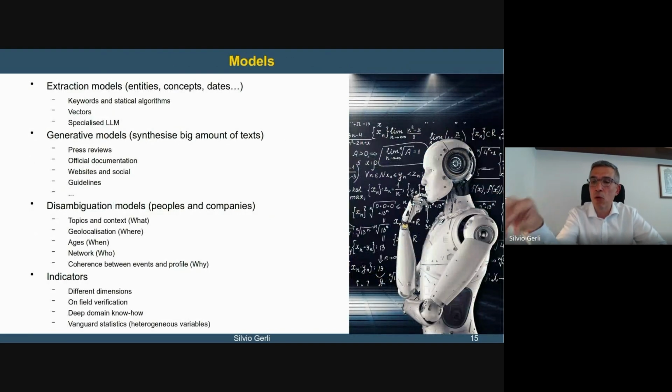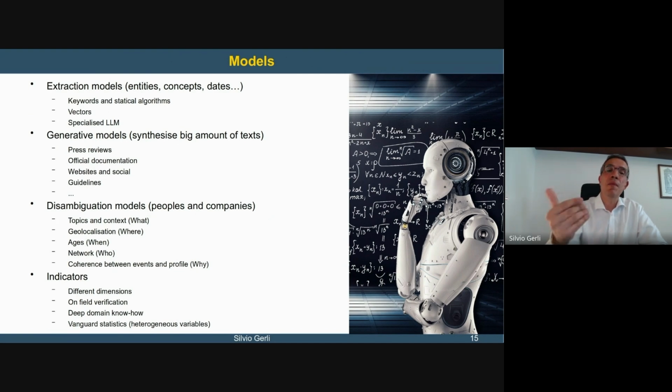Which kind of models are involved in this after this collection? We have the first extraction models, from the simpler to the more complex: keywords and statistical algorithms to extract information from unstructured data, but also vector approaches, which demonstrate to be more precise, of course, and then specialized LLMs. These are the generative artificial intelligence models that could also be used to extract information.